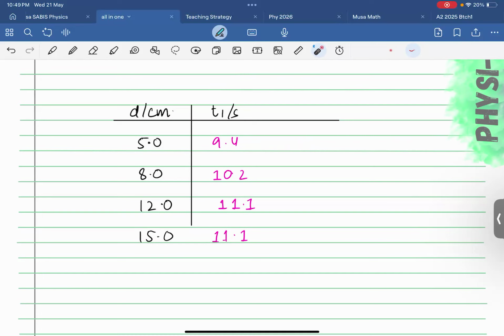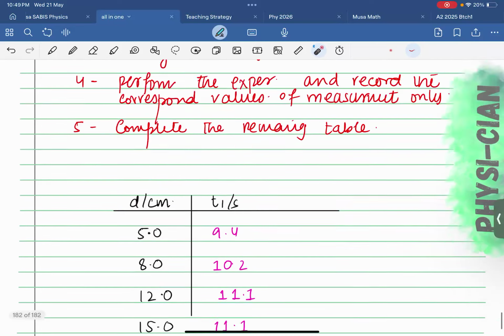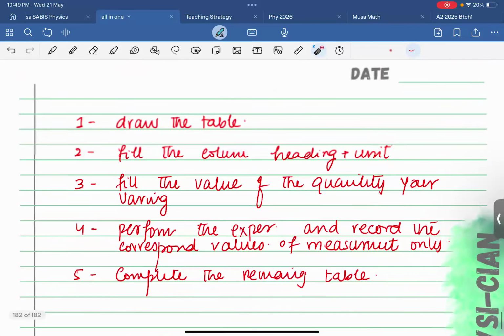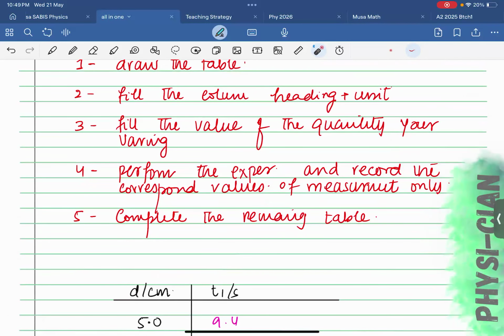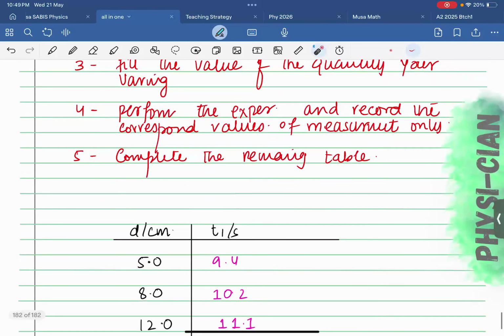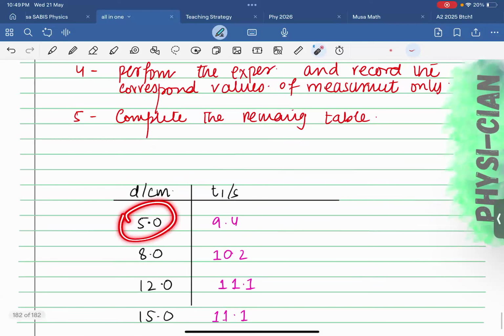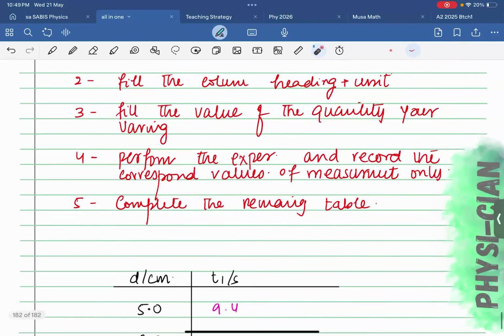Now, your experiment is done. So this part is done. Perform the experiment and record the corresponding value. So I perform at this value of D and the corresponding value of T is recorded, and so on. So this is all done.